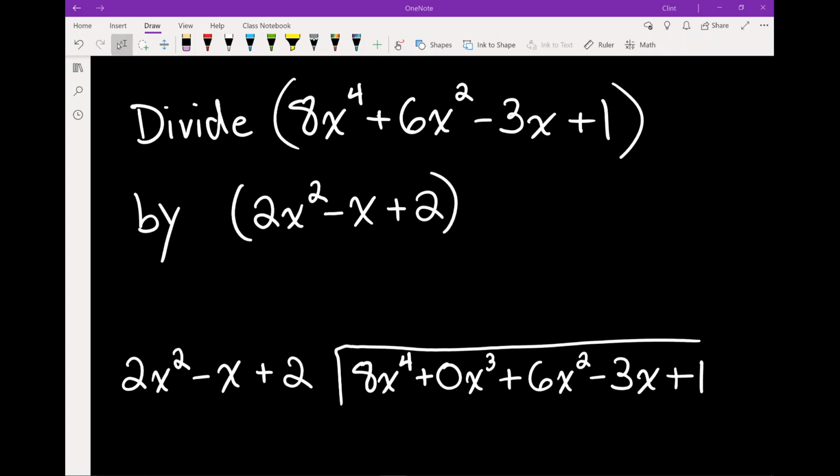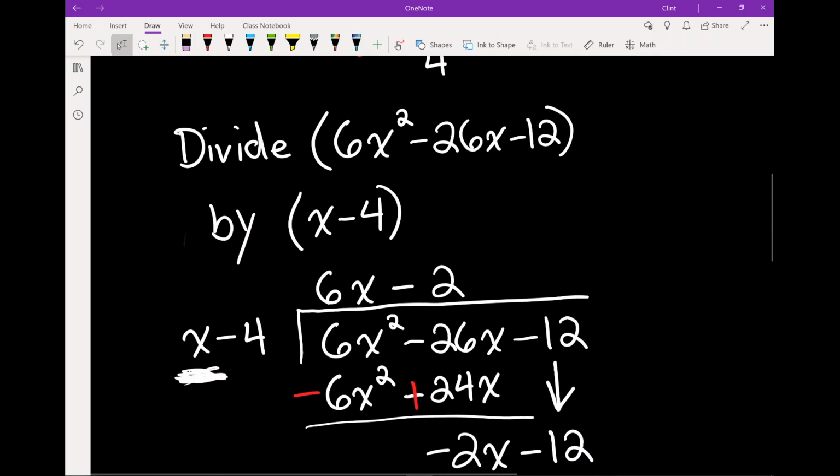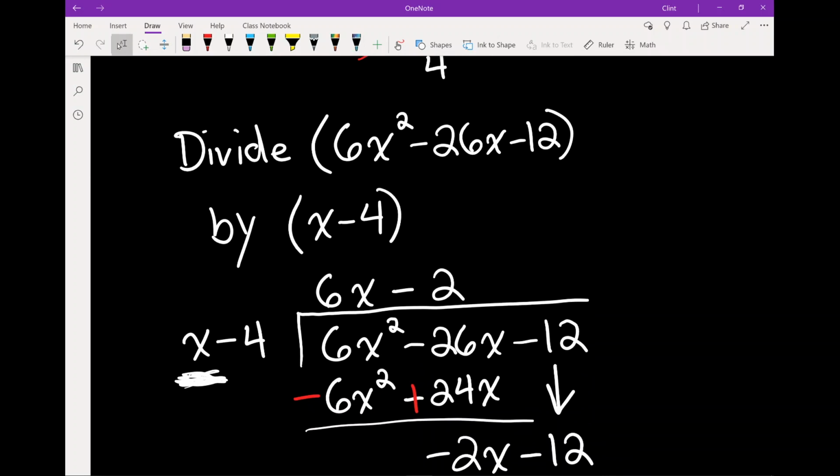Okay, let's look at another one of these. On this one, we've got a little bit of extra stuff we have to consider that we didn't have to think about on the last one. So let's look back at the last problem. Here are the polynomials we were dealing with. Every power of x was represented.